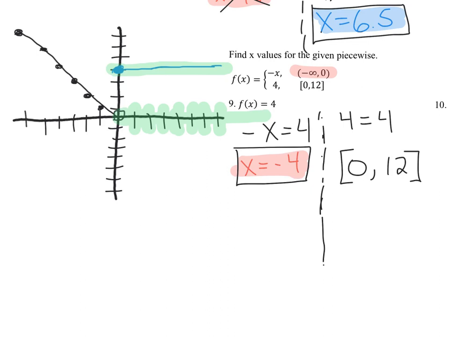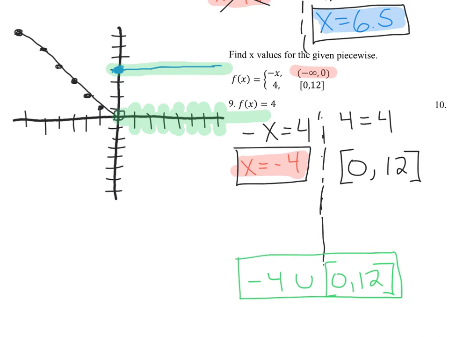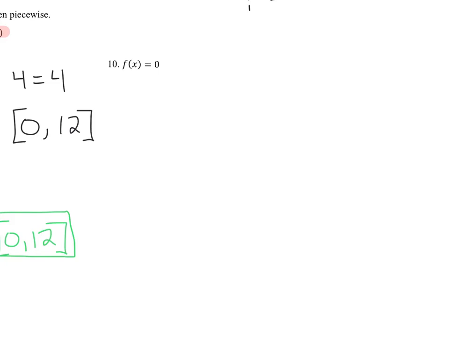So we have a little bit more of an answer, okay? What we're now going to be able to put is that not only do we have negative 4, we could also, or union, have 0 to 12, okay? And that is going to be my answer for number 9. Now let's take a look at number 10.